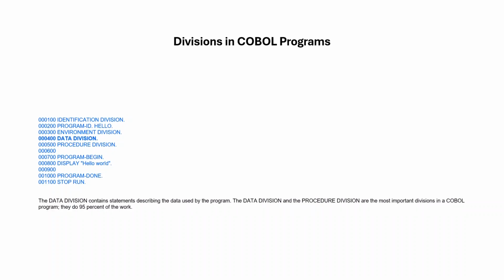The data division contains statements describing the data used by the program. The data division and the procedure division are the most important divisions in a COBOL program. They do 95% of the work.